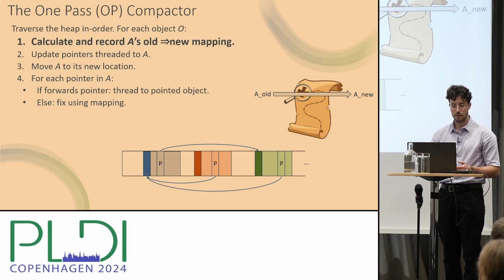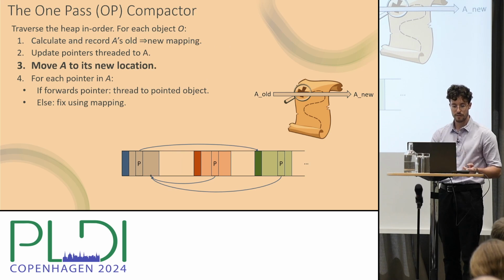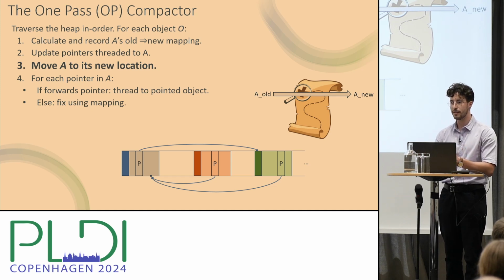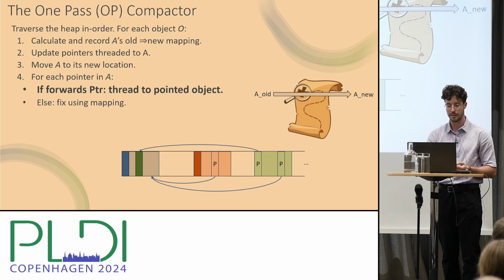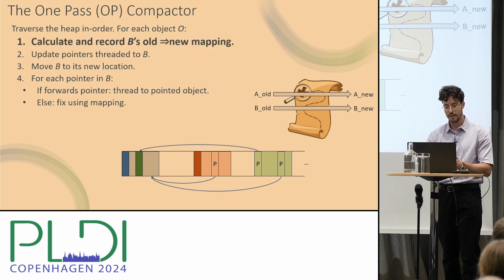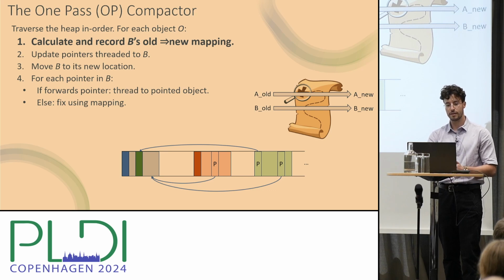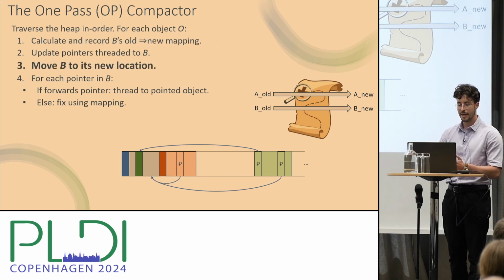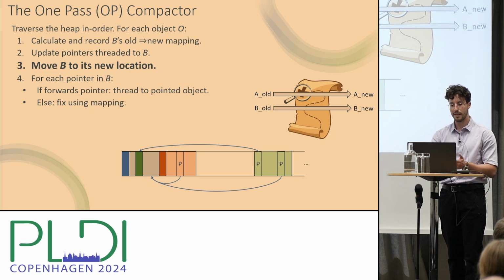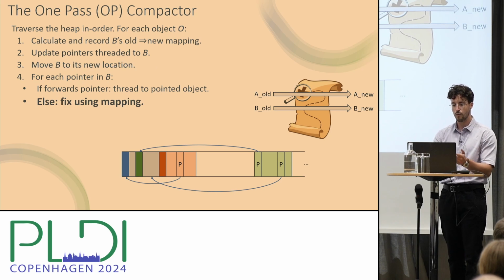Then, since there are no pointers threaded to it yet, we move it to its new location, and we fix pointers in it based on the relevant method, in which case it's a forwards pointer, so we thread it to the pointed object. Then we reach object B. Again, we record its old to new mapping. It does not have any pointers threaded to it, so we move it to its new location, and we fix the pointers in it based on the relevant approach, in which case, since it is a backwards pointer, we fix it using the address mapping.